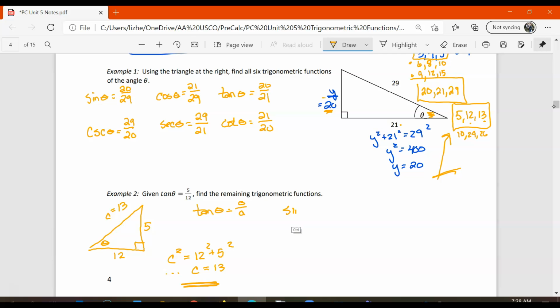So we have sine of theta is opposite over hypotenuse, 5 over 13. Cosine of theta is adjacent over hypotenuse, which is 12 over 13. We have cotangent of theta. That's really easy because we already were given tangent, so it's 12 over 5. We have cosecant of theta, which is the reciprocal of sine, which is 13 over 5. And then we have secant of theta, which is, I'm sorry, not the inverse, the reciprocal of cosine, which is 13 over 12.